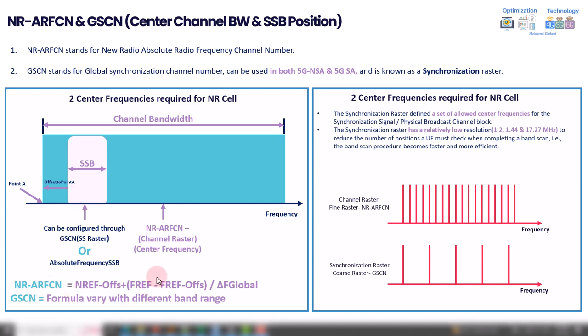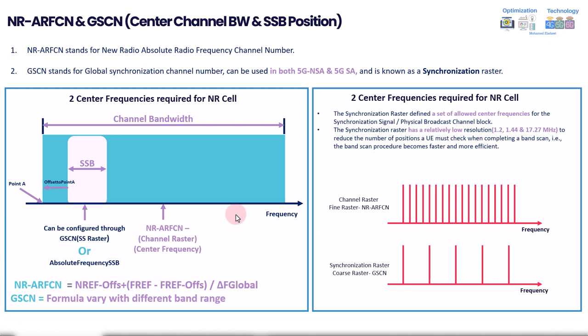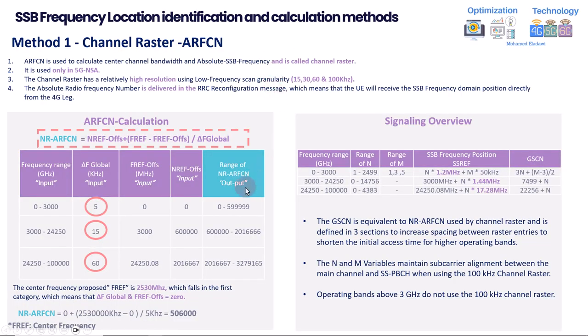So now let's explain how we can make the calculation for the SSB, and I have a detailed video about the SSB. You can look into this video in case you would like to find more details about it. So actually, as you can see here, we have two different methods to calculate the center frequency in general, especially for the SSB. The first one on the left here is the NR-ARFCN calculation, and this is a straightforward and very, very easy one.